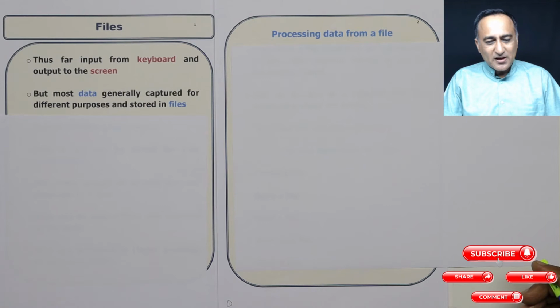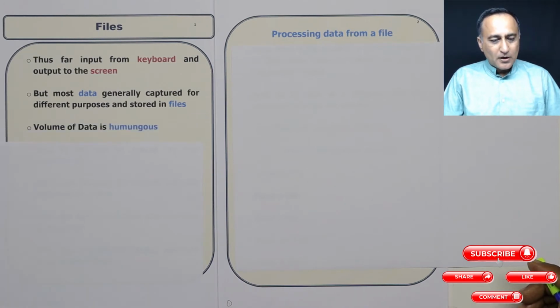So what happens in real life is most of the data is already captured for some other purpose and we tend to reuse it. Now the data which is captured for some other purpose is already stored in a place called a file. So a file is a series of ones and zeros which exists permanently on your hard disk.